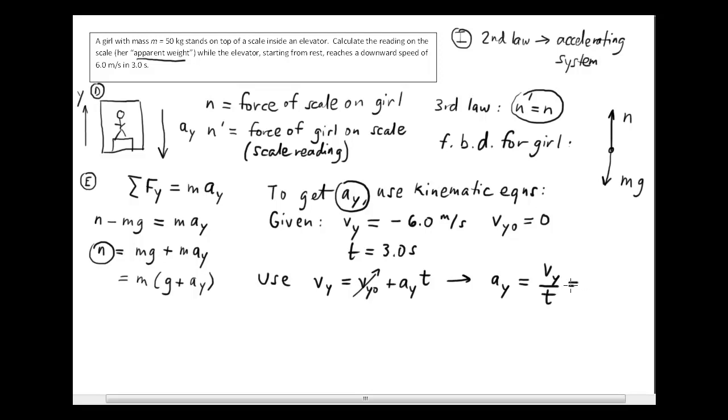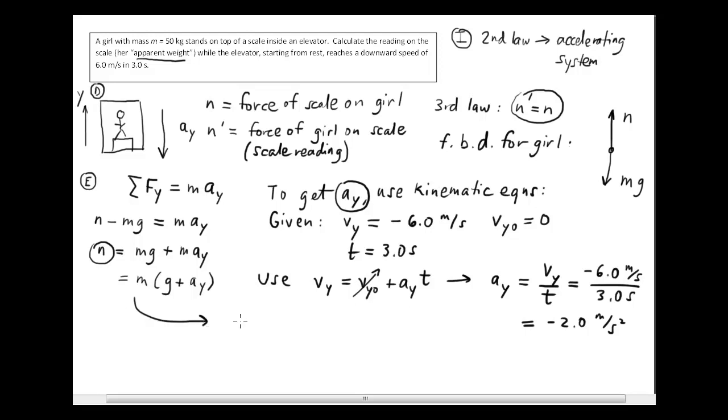And of course, now I might as well go ahead and plug the values in, because I want an expression for ay. I want a number that I can plug into the equation for the normal force. So Vy is negative 6 meters per second. T is 3 seconds, and so a sub y is equal to negative 2.0 meters per second squared. All right, and that's great. Now I have a value that I can plug in over here.